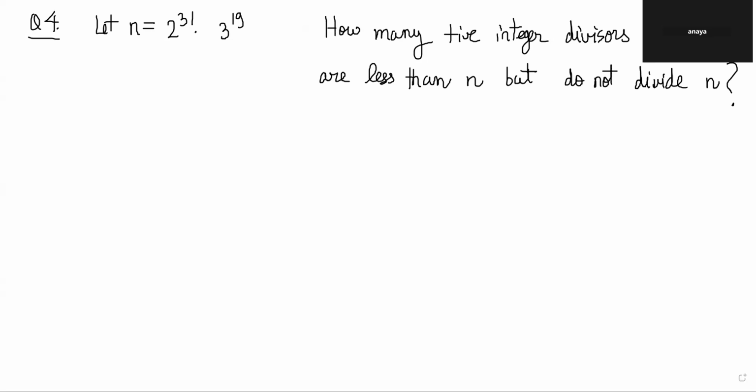You have to find the number of divisors of n squared that will be smaller than n, but they don't divide n. Wait, is that 2 to the power 3 factorial? 2 to the power 31 and 3 to the power 19. Oh, okay. I thought the dot below was like an exclamation mark.